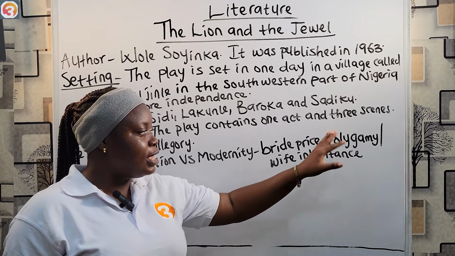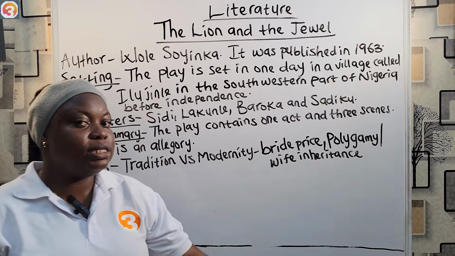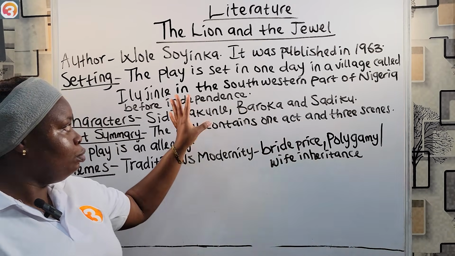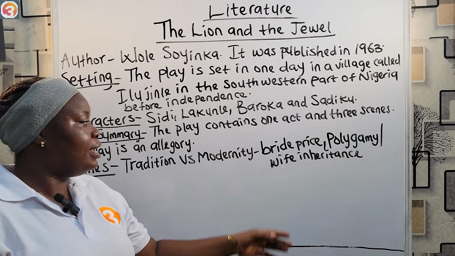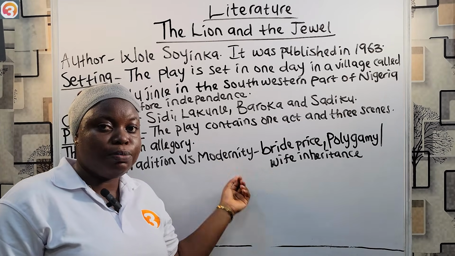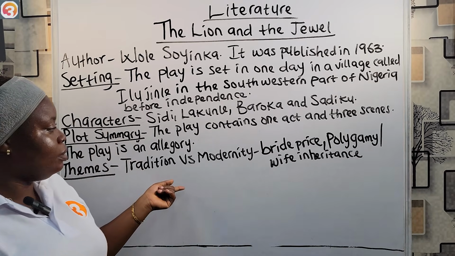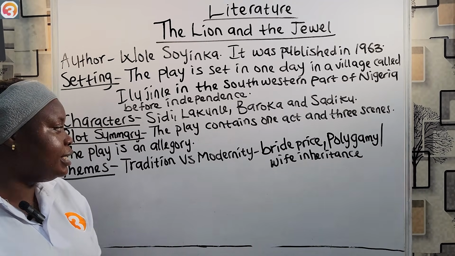So wife inheritance, polygamy, bride price, all of these are traditions that the people in the village are already used to. And then we see Lakunle representing modernity now, trying to bring them out. The writer explores the theme of tradition versus modernity in the play.